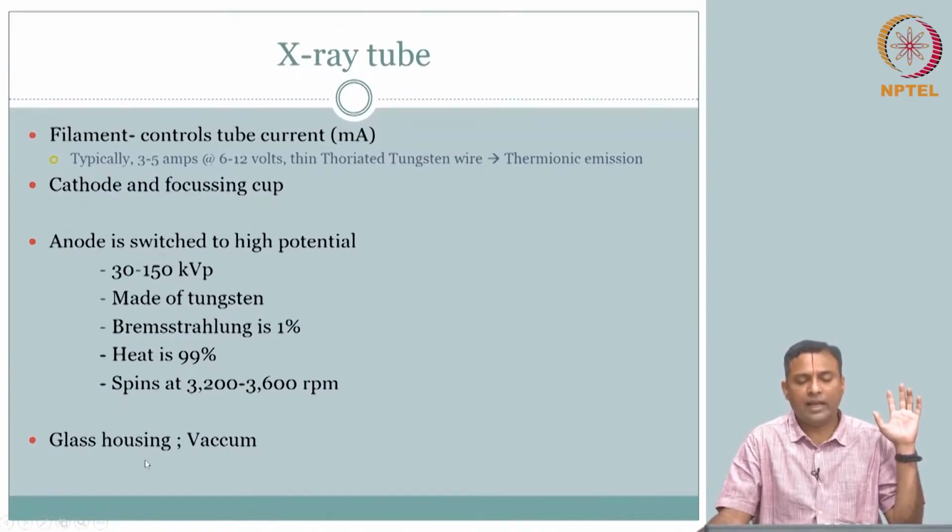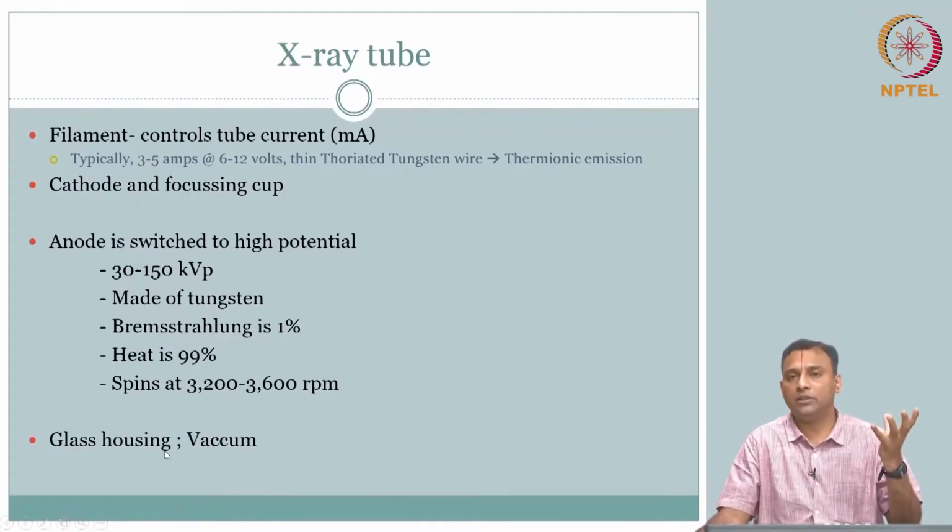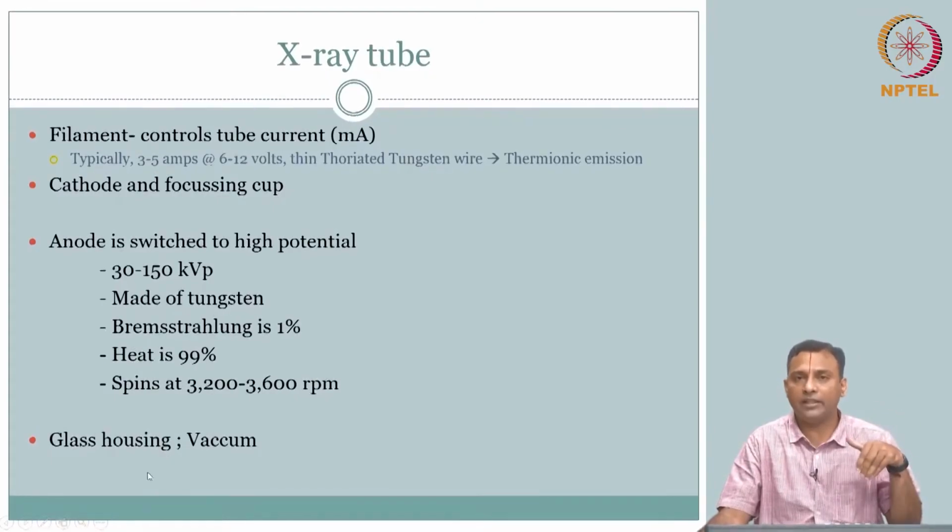Again, last but not least, when it's all housed, right. So this is a glass housing and there is a vacuum in between. So now the details are fine. So this is what the construction of an X-ray tube is. So now getting to the operational detail, because we want to use this for an imaging system, what are the operational details we need to know from the instrumentation?